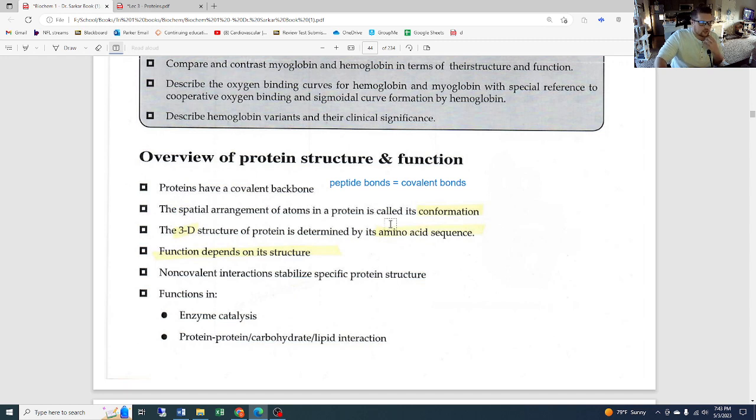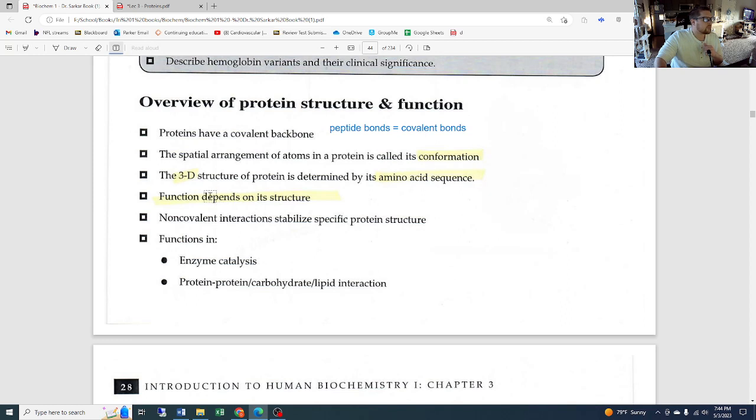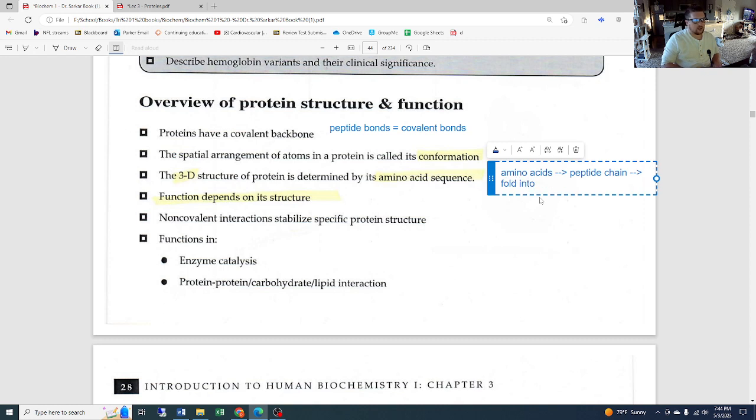Now, the spatial arrangement of atoms in a protein is called its conformation. We'll get a little bit deeper into that later on. The 3D structure of a protein is determined by its amino acid sequence. So all of our proteins are made up of amino acids. The amino acids individually by themselves come from all of our foods, or they're synthesized within the body. They covalently bond, forming peptide bonds to form a peptide chain. The peptide chain will then fold into a 3D shape, and that can be our final protein, or that folded peptide chain can then combine with other folded peptide chains to form a functioning protein.